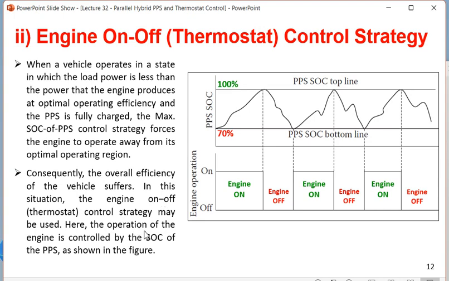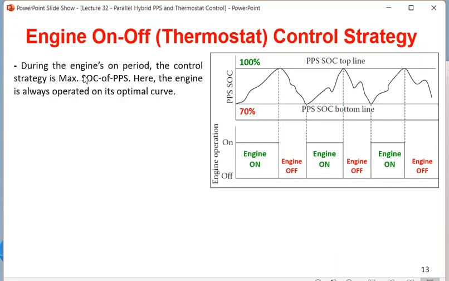Here the operation of the engine is controlled by the SOC of the PPS, as shown in the figure. During the engine's on period, the control strategy is max SOC of the PPS. Here the engine is always operated on the optimal curve. That means there is no fourth curve in the engine at this operation. Whatever fourth curve we found, graph number 4, that will not happen in this case. Either the engine will operate in optimal condition or it will be shut off.